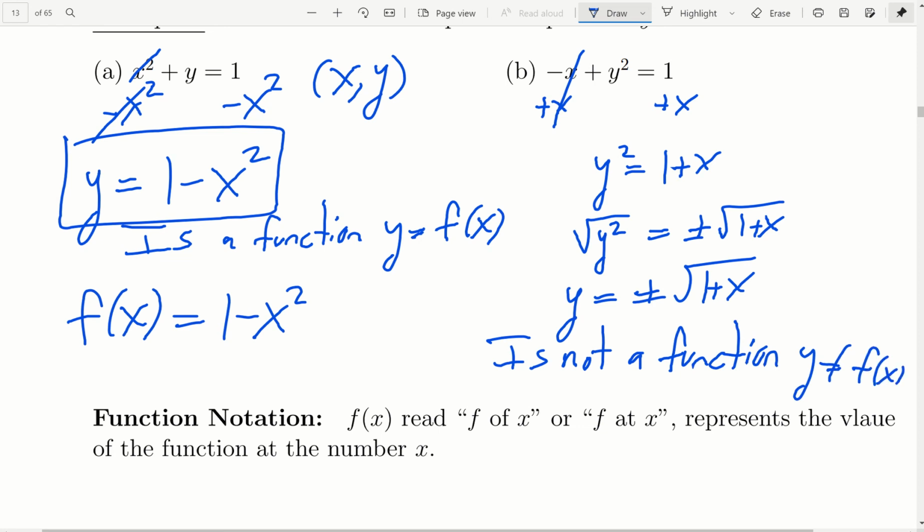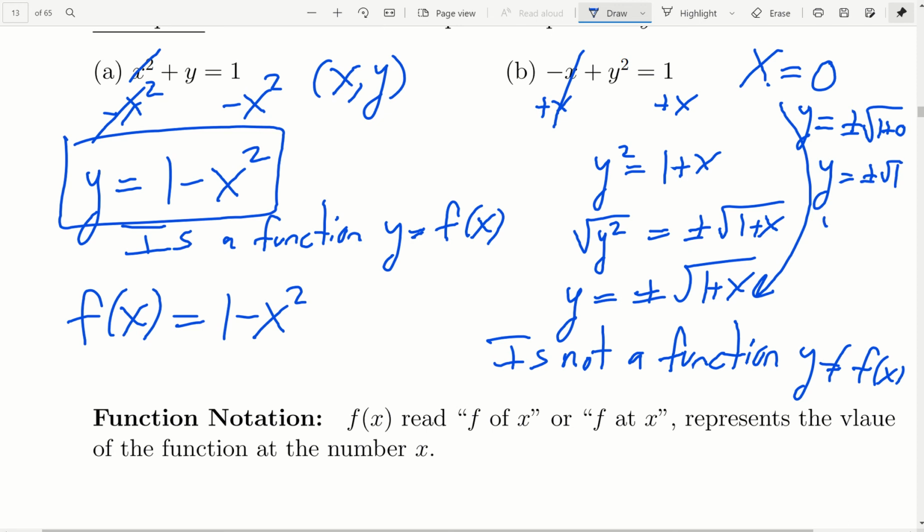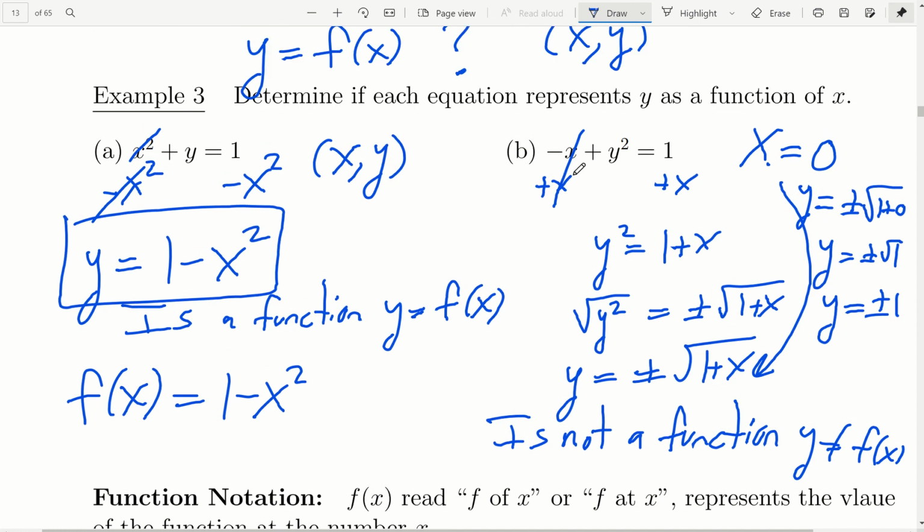To see that more in depth, let's just pick a value for x. It's going to make it really easy. Watch what happens if we choose the x value 0. If we take 0 and plug it into here, we would get y equals plus or minus the square root of 1 plus 0, which is y equals plus or minus the square root of 1, which is y equals plus and minus 1.